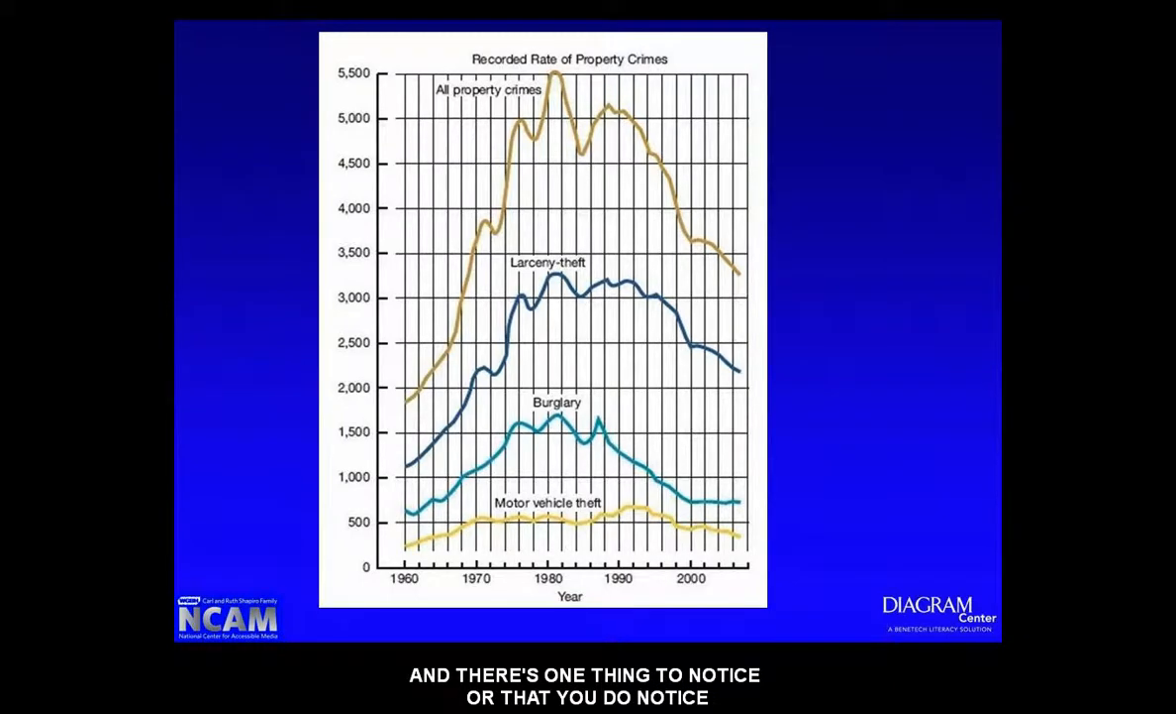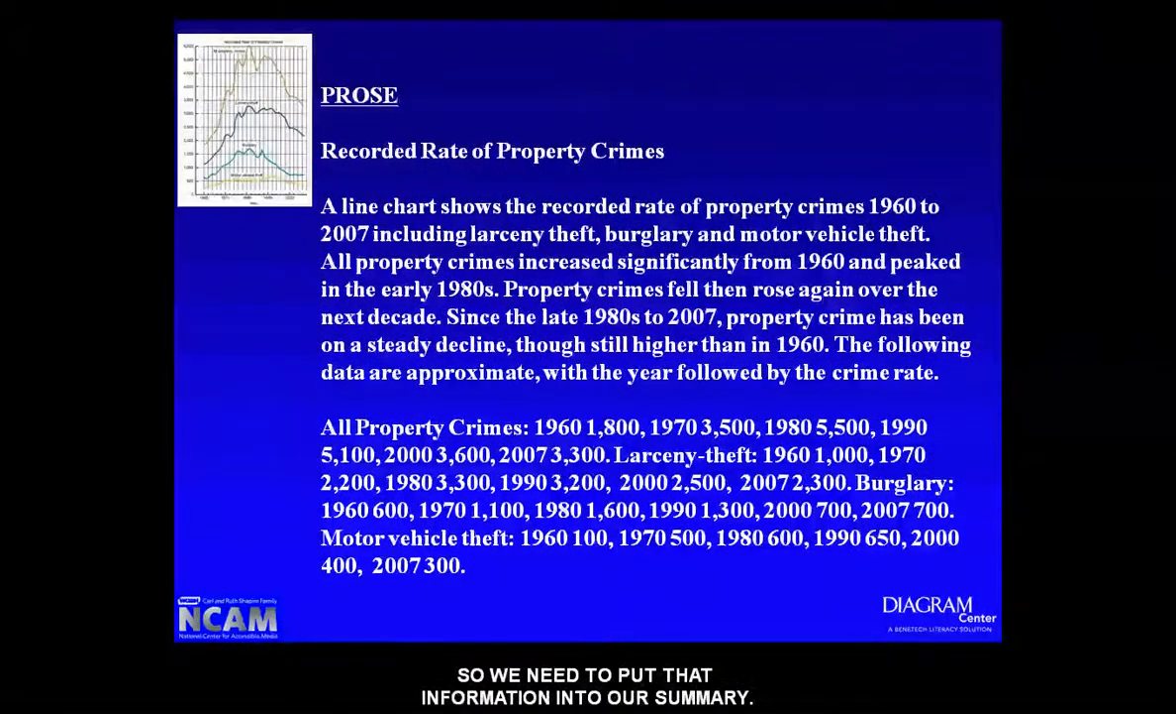And there's one thing you do notice when you look at this immediately, and this is sort of a rule of thumb with description. If you can look at a graphic or an image and you notice something at a glance, it should be provided in your summary description of the image. And right here, we don't even have to know what it's measuring. All we know is that everything this graph is measuring went up and then went down pretty consistently across the four. So we need to put that information into our summary.